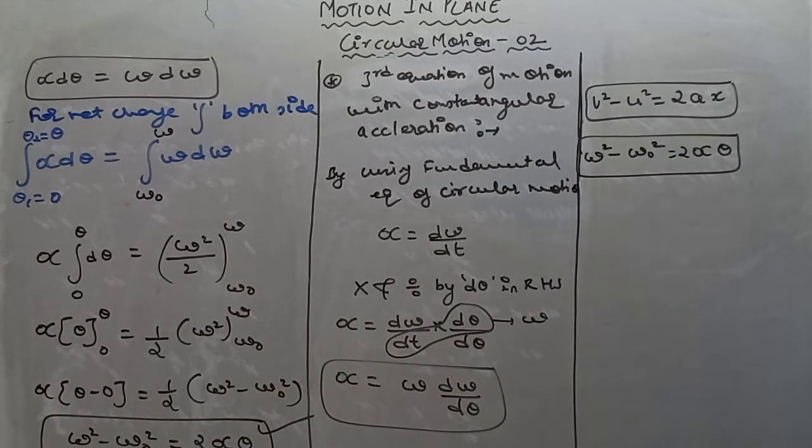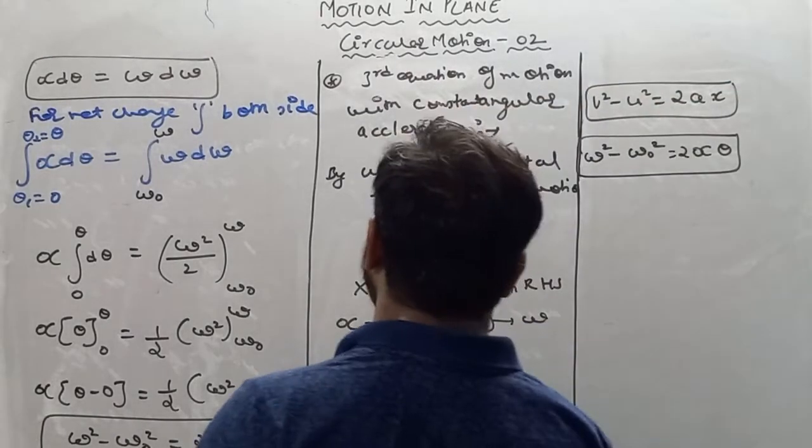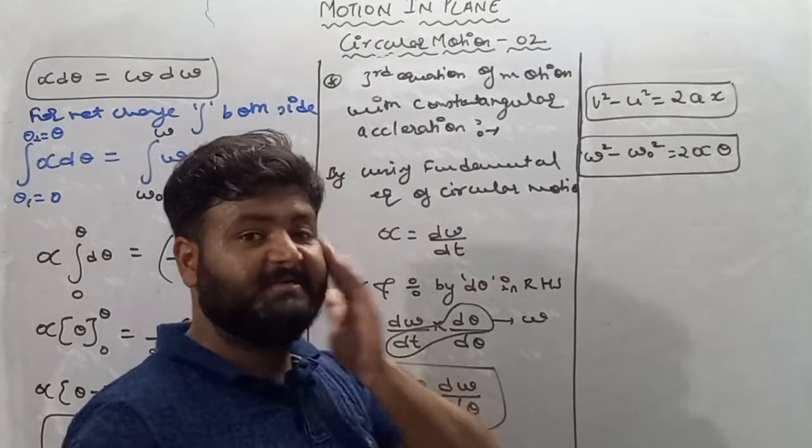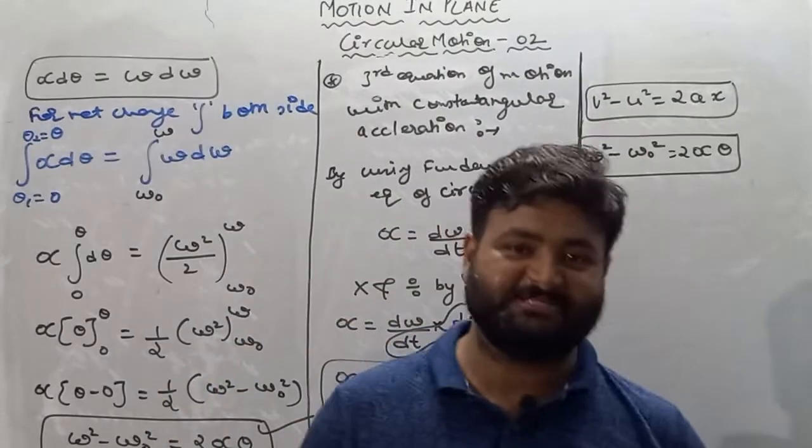I hope you all understand all the concepts I am teaching you. This is very similar to the concept related to motion in a straight line. I hope you all understand all three equations of motion. The third equation of motion is omega square minus omega naught square is equal to 2 alpha theta. So this is all about the three equations of motion with constant acceleration. We are using the calculus method to get all these equations, and in calculus we are dealing with integration. Remember this thing.